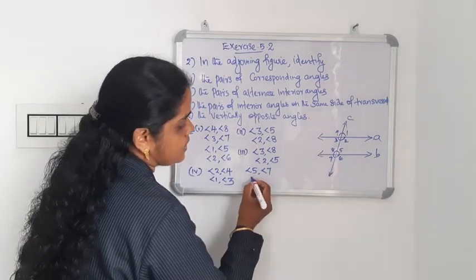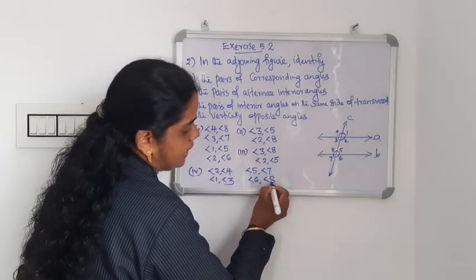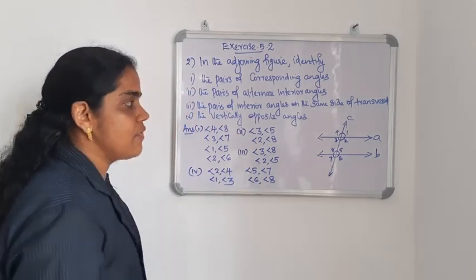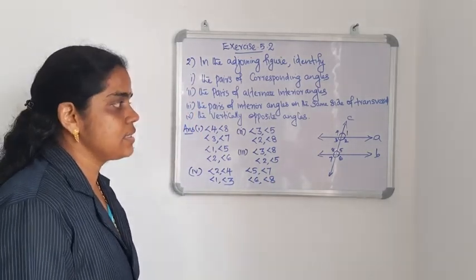Likewise, angle 6, angle 8. Okay. These are the vertically opposite angles. Clear?